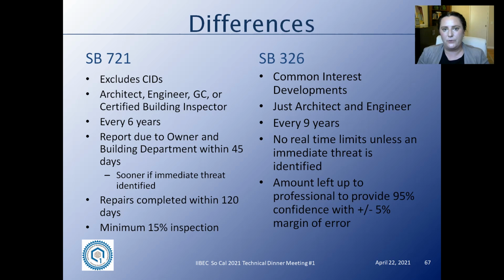326 is specifically for condominiums and common interest developments. It limits the inspectors, the people who are qualified to be inspectors, to just architects and engineers. The inspection cycle is every 9 years. There's really no time limit unless there's an immediate threat identified.